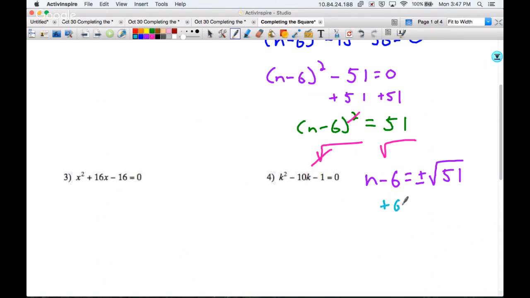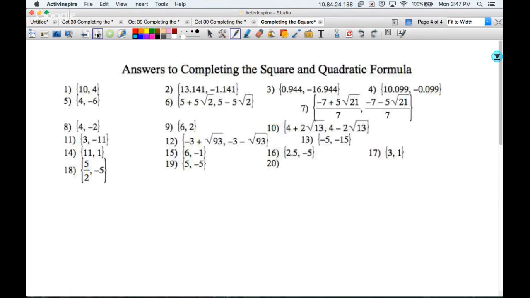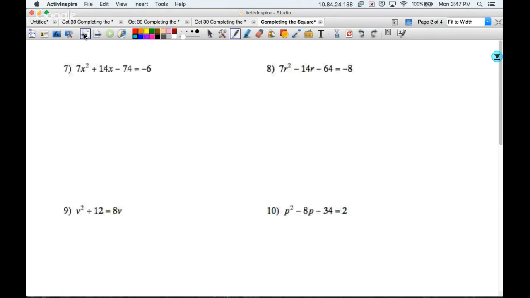Let me add 6 to both sides. And we'll just call this our final answer. N equals 6 plus or minus the square root of 51. Now if you want to get decimals, you can go ahead and plug those into your calculator and you'll get these decimals here. 13.141 and negative 1.141.